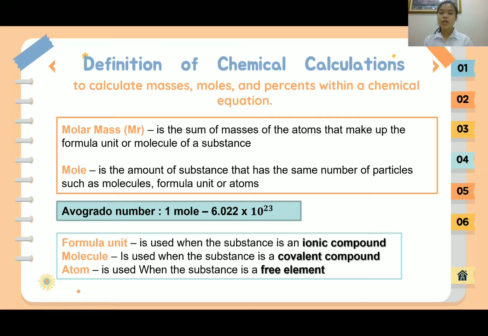Before we proceed to the example of chemical calculation, we need to learn some terms of chemical calculation. First is molar mass. Molar mass is the sum of masses of the atom that make up the formula unit or molecule of a substance.